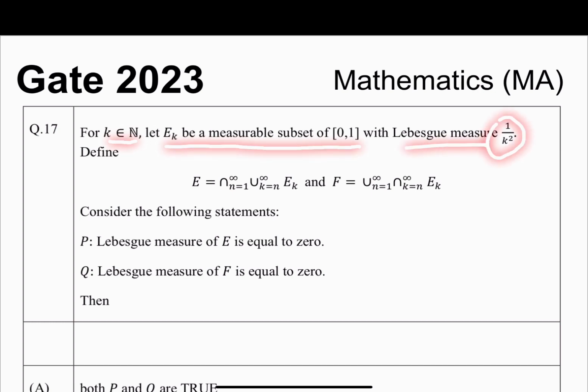1 over k square, and E is denoted as the intersection from n equals 1 to infinity of the union k equals n to infinity of Ek, and F is the union n equals 1 to infinity of the intersection k equals n to infinity of Ek, right? Then two statements are given: P, which says the Lebesgue measure of E is equal to 0, and Q is saying that the Lebesgue measure of F is equal to 0.